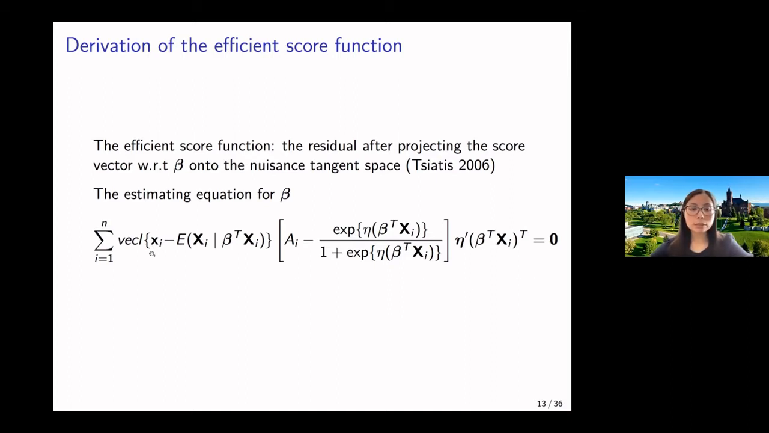Now let's stare at this estimating equation for a second. This x is the data we observe. And this is the conditional expectation of x given beta transpose x, an unknown quantity that we don't have access to from the data. And A is the treatment, which is observable. Another unknown quantity is this eta function, the unspecified non-parametric function in our original propensity score model. And this eta prime is the partial derivative of eta. If we don't know eta, we don't know eta prime either. So in this estimating equation, we have three unknown quantities. How can we estimate beta? In the next slides, I will talk about strategies to deal with these three unknown quantities.